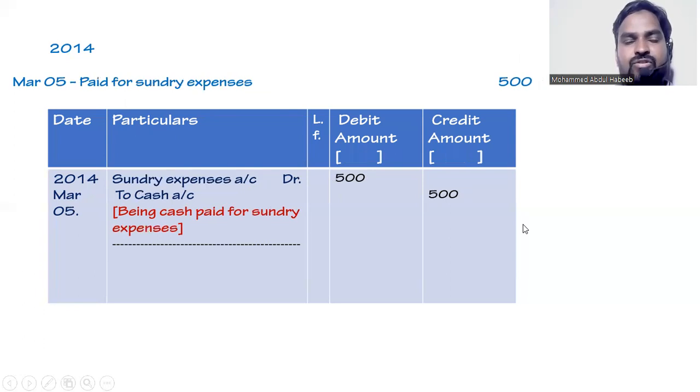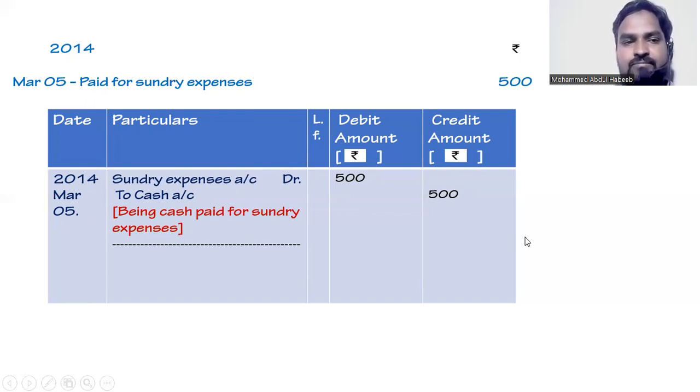Coming to our next transaction, which is on 2014 March 5. Paid for sundry expenses 500 rupees. So here the date will be taken as 2014 March 5. Paid for sundry expenses. It is an expenditure to the business. So cash is going from the business, cash will be credited, and the expenditure will be debited. So this time the business is incurring expenditure towards sundry expenses. So sundry expenses will be debited and cash will be credited, and the journal entry on 2014 March 5 will be sundry expenses account debit 500 to cash account 500, and the narration will be being cash paid for sundry expenses. After completion of this journal entry, we'll draw a line.